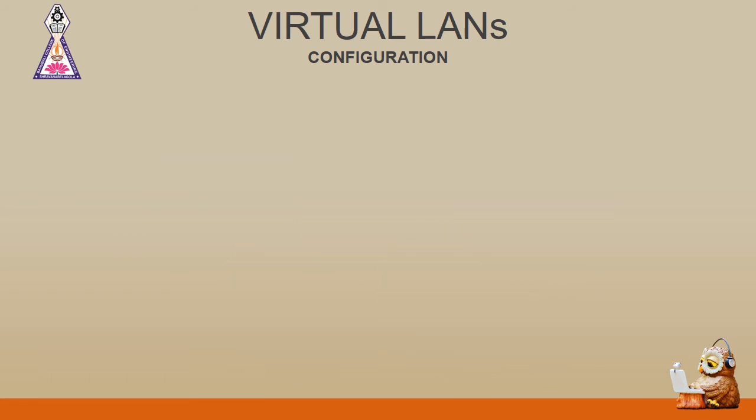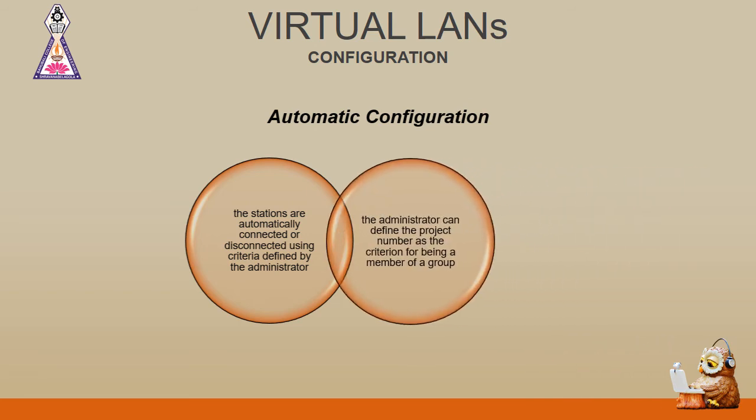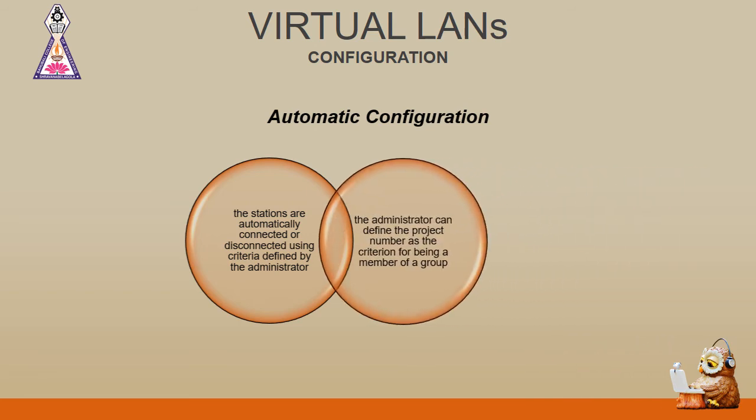And the second way of the configuration is in terms of the automatic configuration. So in this case, the stations will automatically get connected or get disconnected from a virtual LAN by making use of the criteria that is identified by the administrator.